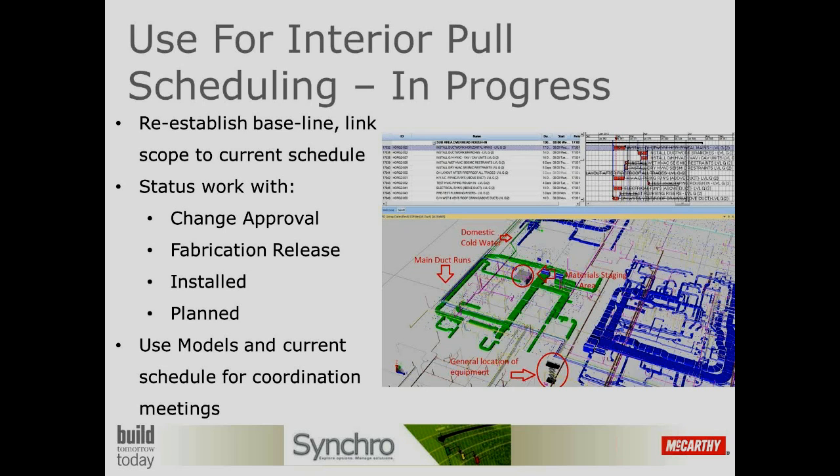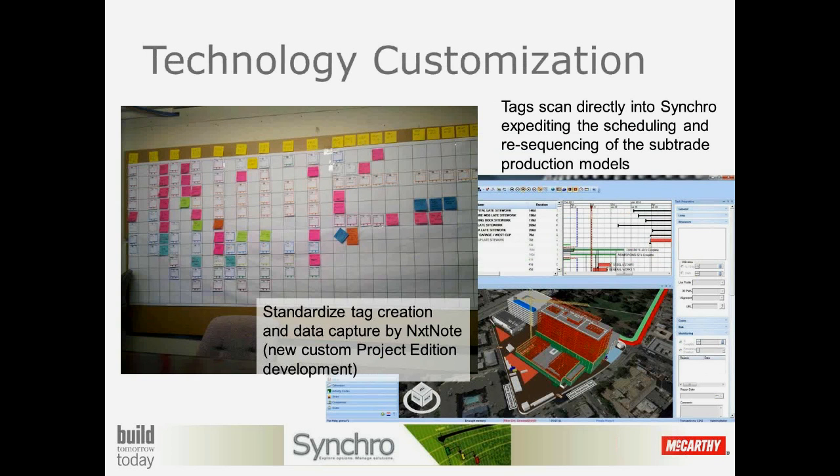You guys heard a little bit about how much detail. You only need as much detail as you need to schedule. You don't need to look at every anchor, every bolt, when you're doing the scheduling piece of this, because it is too much detail. So you need to bring in the appropriate level of detail. And then statusing that work, you have different states of changes happening: what's been approved, what's not approved, what's been released for fabrication, what's installed. You're doing your site walks periodically to see what's installed and what's still planned, and using those models along with the schedule for your Subtrade coordination meetings.